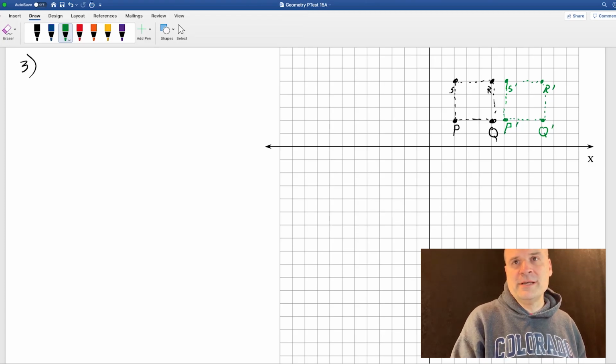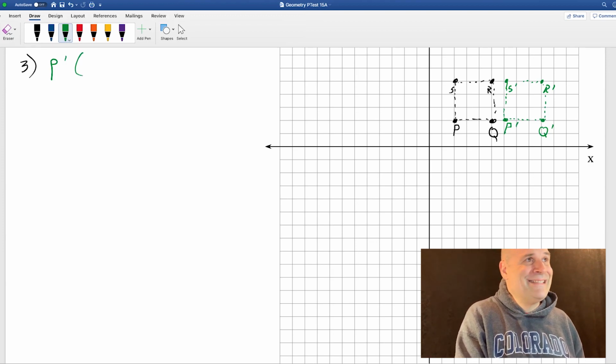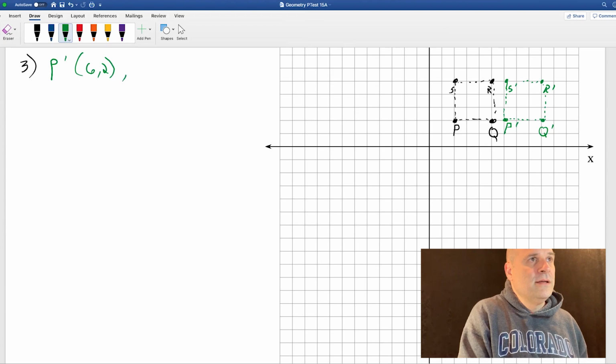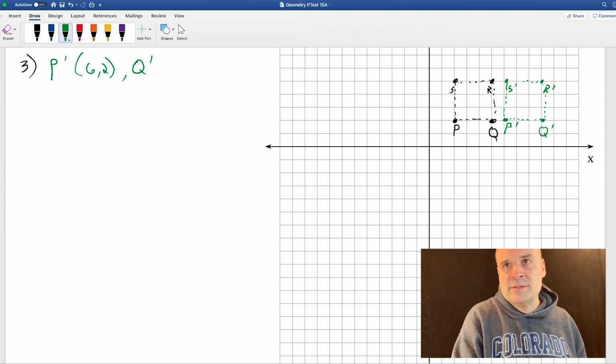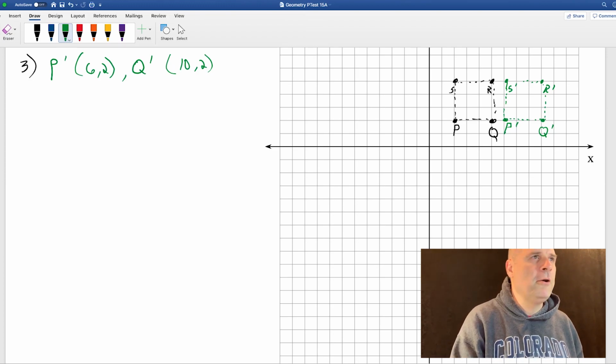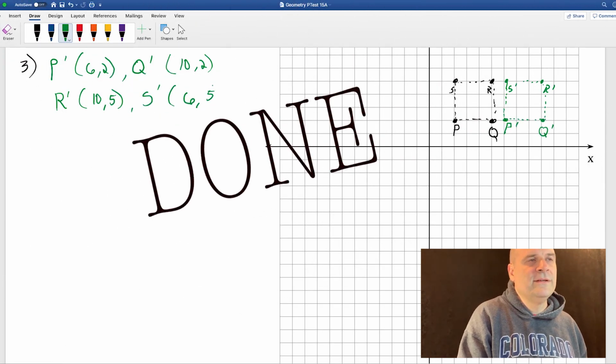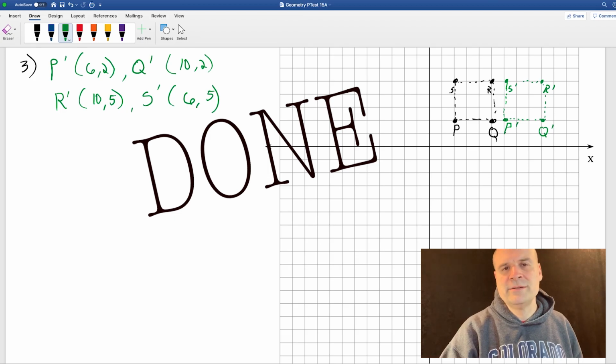So what are the coordinates? P prime, it's fun to say, ended up at 6, 2. Q prime ended up at 10, 2, which makes sense because all we're doing is adding 4 to the x value. Then R prime is 10, 5, and S prime is 6, 5.